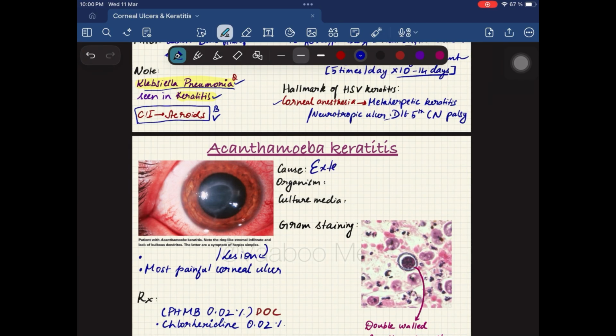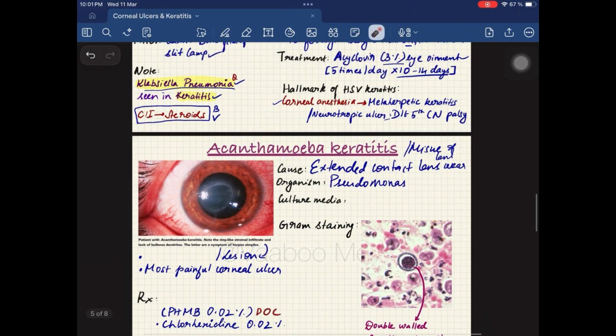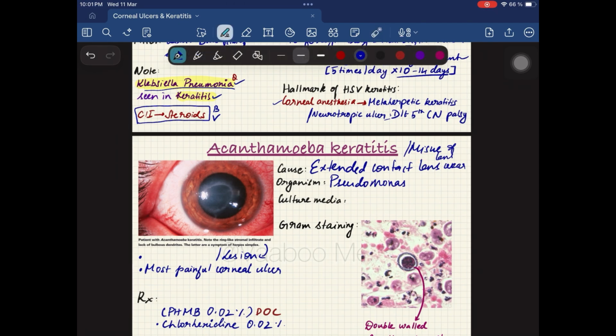The next topic we are going to discuss is Acanthamoeba keratitis. It is caused due to extended contact lens wearing or misuse of lens. Misuse means if you wear lenses for a long period, or if you wash them with tap water. The keyword in the question will be that the patient has a habit of using contact lenses and misuses them, like that.